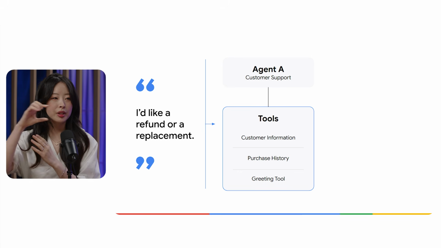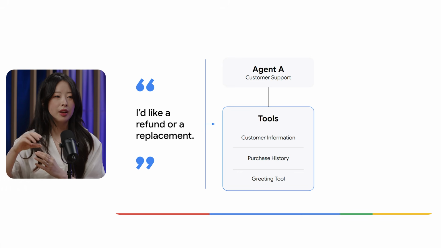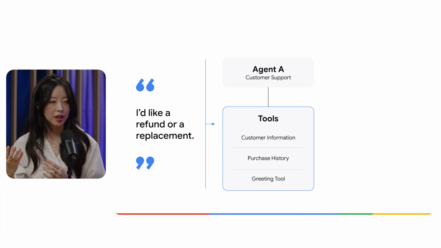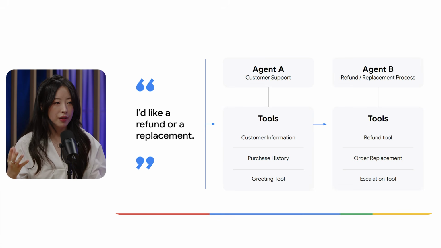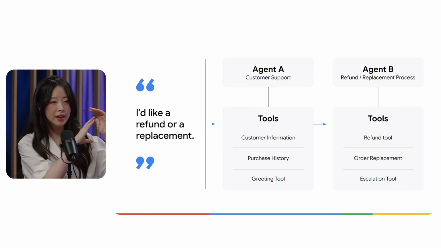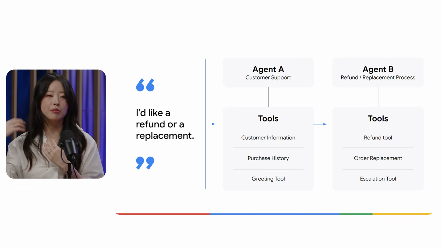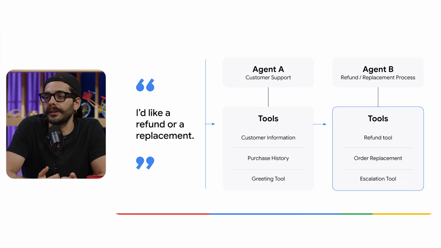It calls a greeting tool, checks customer info, looks up purchase history and confirms the order. But here's the key: it can't actually process a refund. Instead, its job is to hand everything over to agent B, including all the customer details and product information. Yeah, and then agent B takes it from there, reviews the case, and uses a specialized tool for refunding or replacement to finish the request.